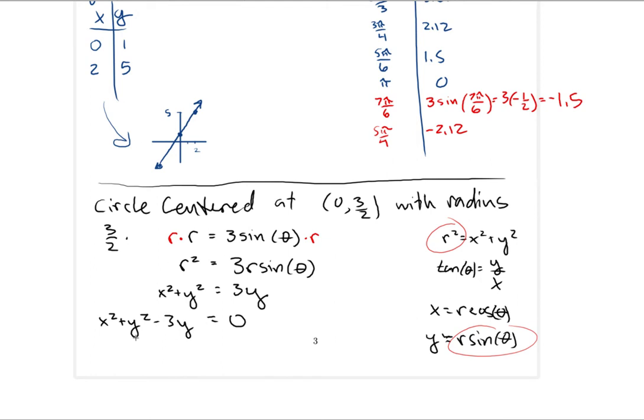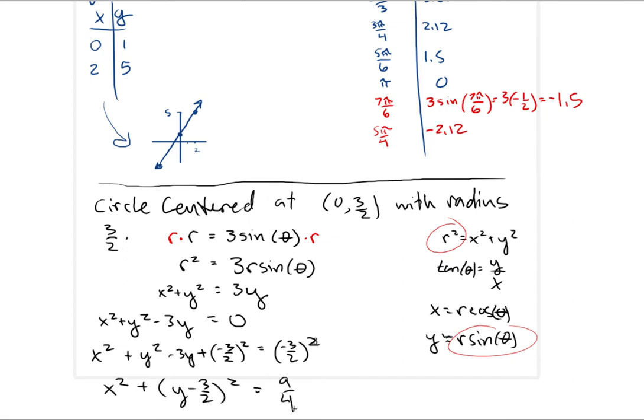And then in order to see what the true center is, we complete the square, right? So this is y squared minus 3y plus half of the middle term squared. But of course, you got to do that on both sides. And so what do we get? x squared plus (y minus 3/2) squared is equal to 9/4, which is exactly what we expect if we get a center of 0, 3/2 and a radius of 3/2.